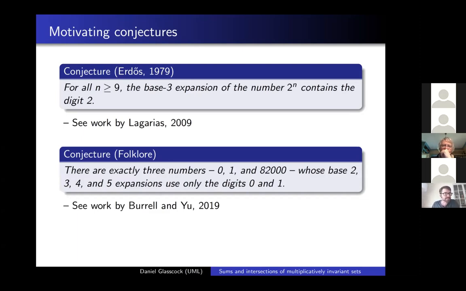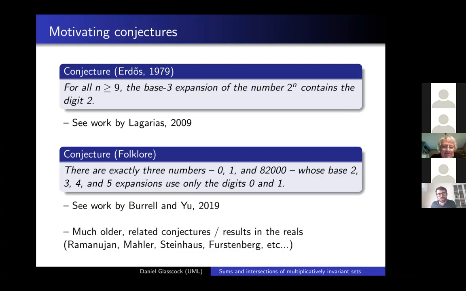And there's a related conjecture which has a very similar flavor, sort of folklore, that says that there are exactly 3 numbers, 0, 1, and 82,000, whose base 2, 3, 4, and 5 expansions use only the digits 0 and 1. Again, this is just a conjecture. The best that I know of is a recent work of Burrell and Yu, who showed that the set of numbers whose base 2, 3, 4, and 5 expansions only use the digits 0 and 1 is pretty small. And I'll have a little bit more to say about this in just a few minutes.